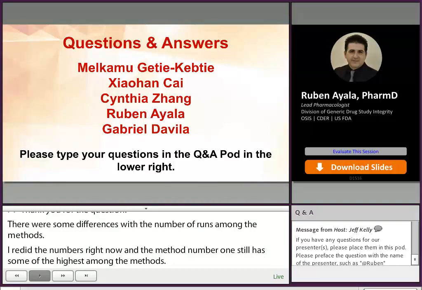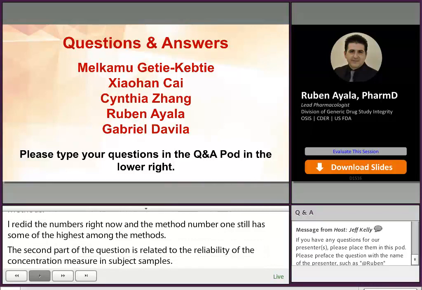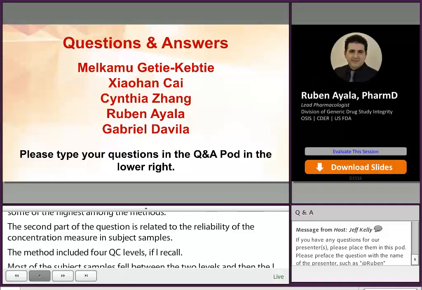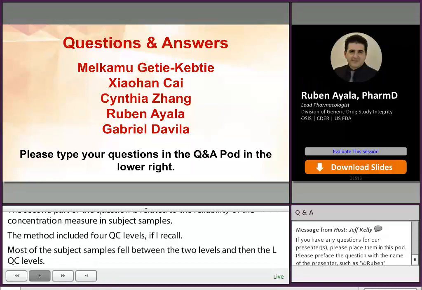The method included 4 QC levels, if I recall, and so most of the subject samples fell between the two MQC levels and then the LQC level. So we had at least 3 QC points bracketing the subject sample concentration. So in my opinion, I didn't really have much concern with the reliability of subject sample concentrations.